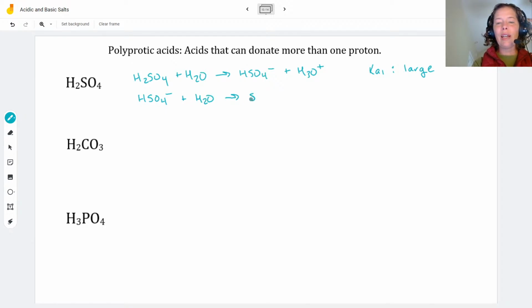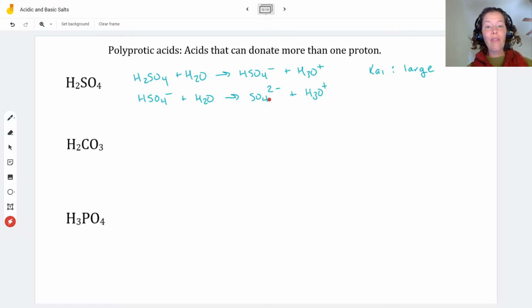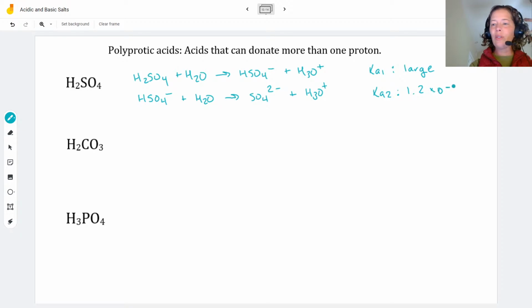And now what's left is our sulfate anion. But we get another mole of hydronium. So again, you can see that this proton has been donated. Now we just have sulfate. We don't have any more hydrogens left, and we have formed more hydronium. We call this Ka2, and this has a value of 1.2 times 10 to the negative second.